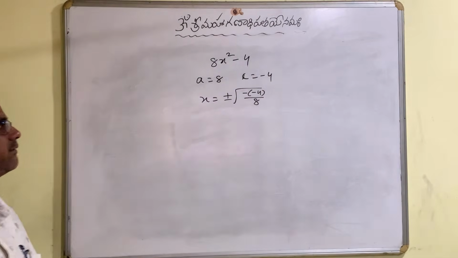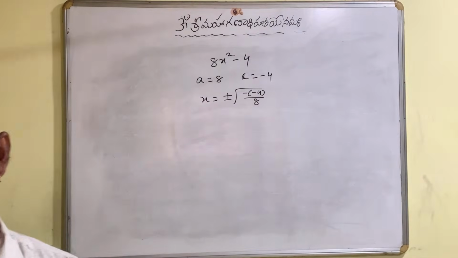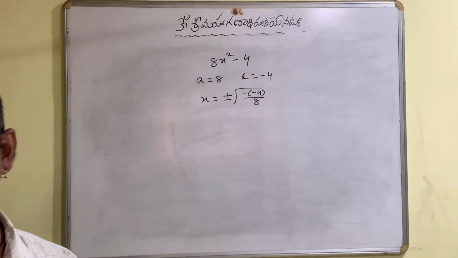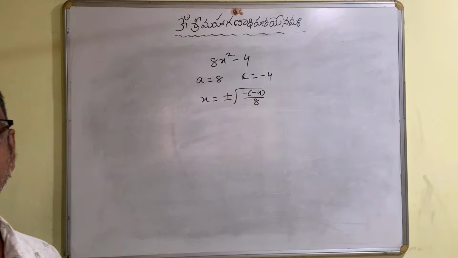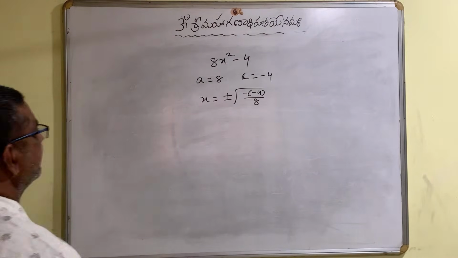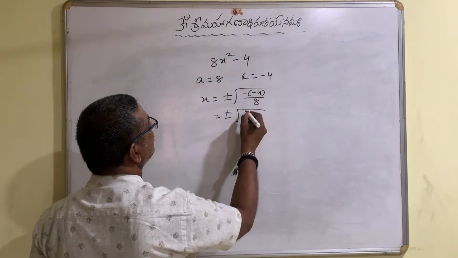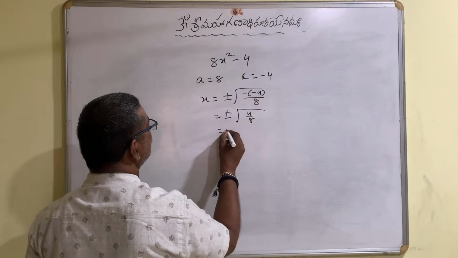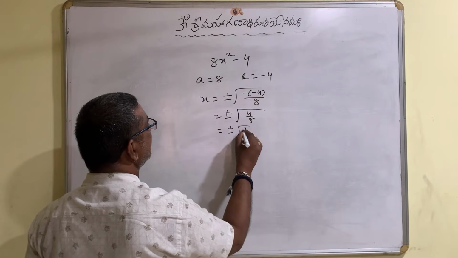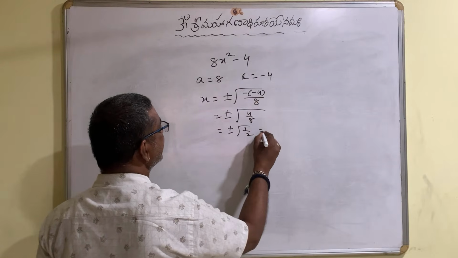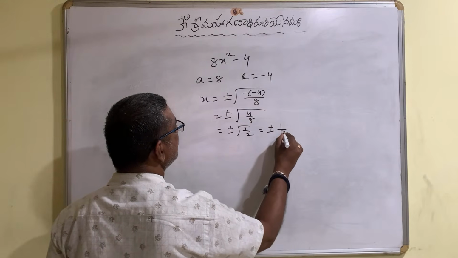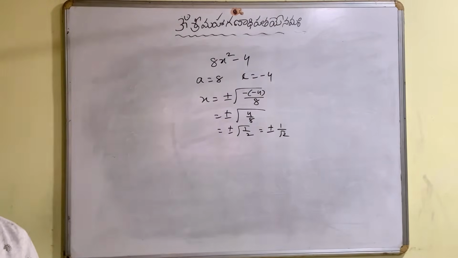X is equal to plus or minus root over negative C by A, which is root over 4 by 8, that is 1 by 2, plus or minus root over 1 by 2. We can write it as plus or minus 1 by root 2. Okay. Why negative 1 by 2?